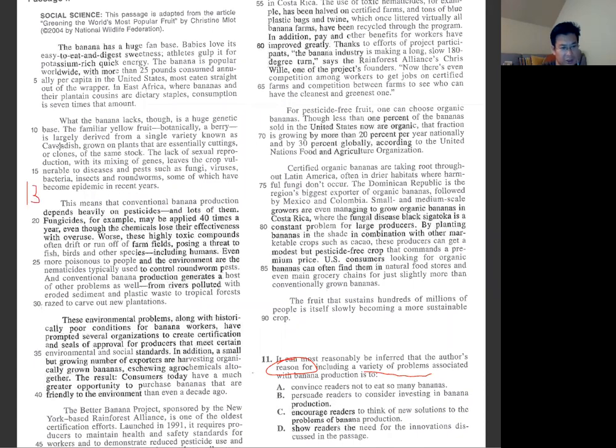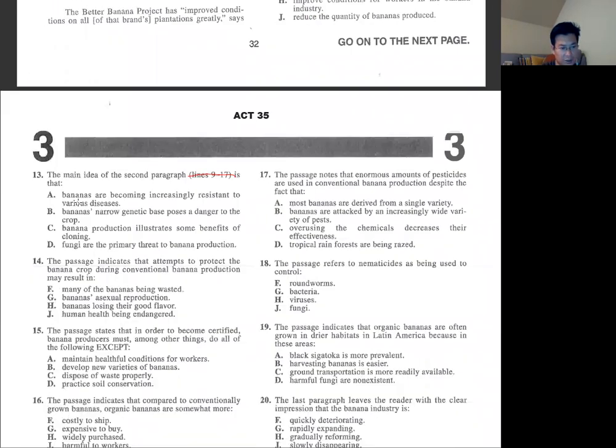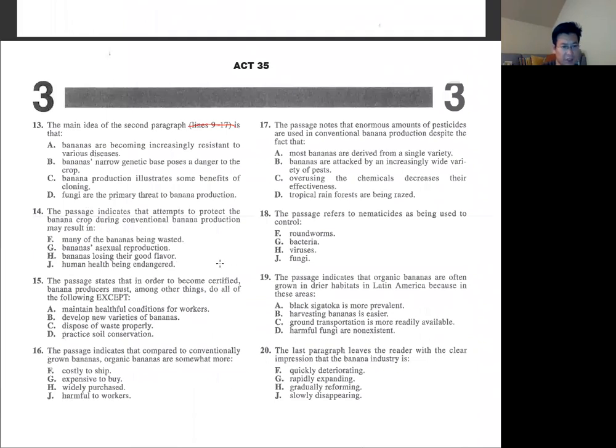And then once you finish this, you have to try this question. And 14, the passage indicates attempt to protect the banana crop during conventional banana production may result in. So we have to understand the passage first. And then number 15, except, you circle except and do it at the end because you have to understand the passage better. And the passage indicates that compared to conventionally grown banana, organic banana are, so you circle organic banana.